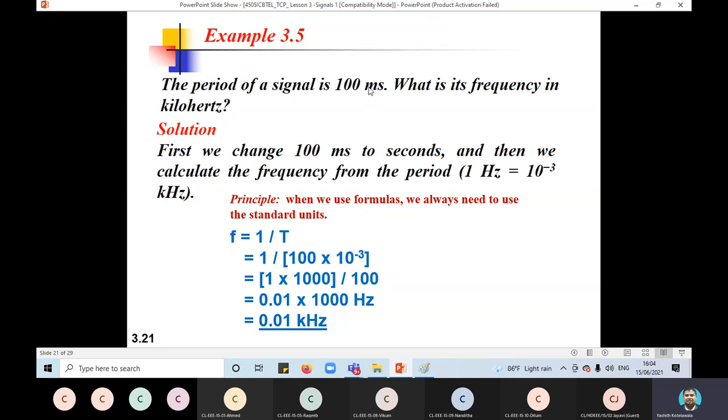Because it's milli, you have to get rid of this prefix when you are applying it to a formula. 1 over 100 milliseconds. Then this 10 to the power negative 3 can be taken up. It becomes 1000, positive 3. So 1000 divided by 100.